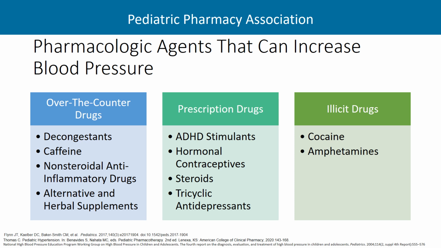Non-steroidal anti-inflammatory drugs, so trying to avoid ibuprofen or naproxen if possible, and then also avoiding alternative and herbal supplements. Some of these include ephedra, bitter orange. There's different agents that are reported in the literature. You can also use natural medicines as a great tool to remind yourself, if there's a certain herbal supplement that may cause hypertension.